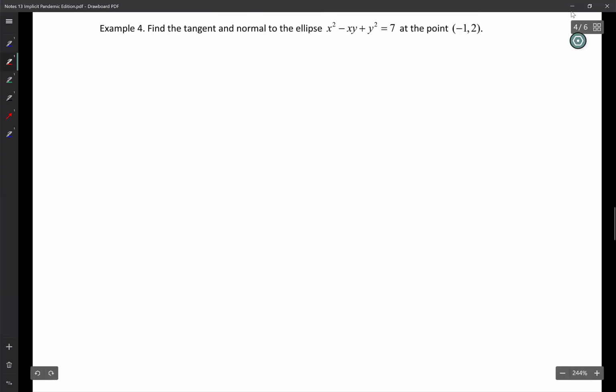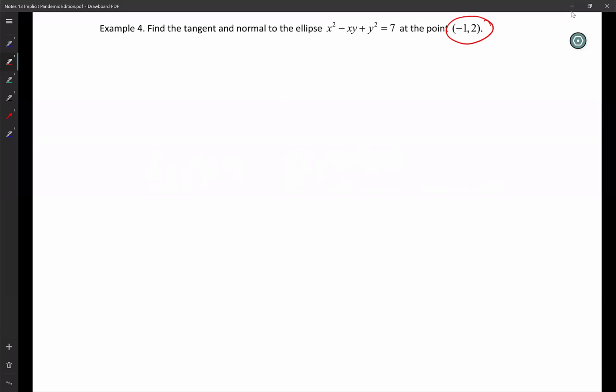All right, it says find the tangent and normal to the ellipse. So this is an ellipse, and here's my point, -1, 2. So I need two things for a tangent, and I need two things for a normal. Well, it's the same pretty much. What two things do I need? Point and a slope. I already have a point, so I need a slope.